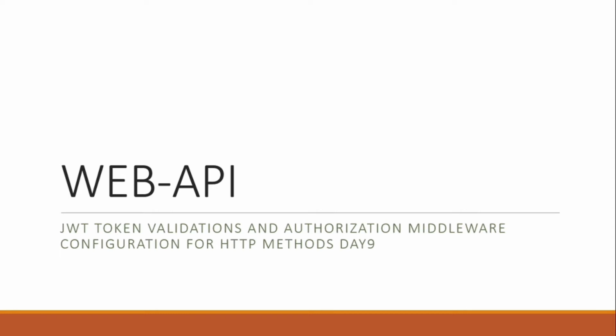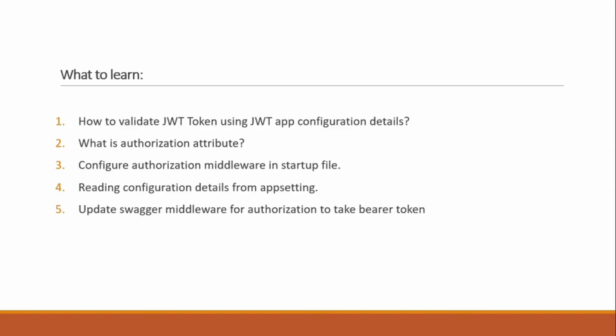So in this video we are going to discuss JWT token validation, authorization middleware configuration, and also Swagger middleware updation. We have already implemented Swagger in our API and we are able to consume Swagger services, but it is not currently accepting the authorization token. So we need to configure it and make sure our API also works with a bearer token. In this we are going to learn JWT token configuration, how we can use the authorize attribute for our APIs, what the authorization attributes are, configuration of authorization middleware, configuration of Swagger middleware, and reading configuration details from the app setting.